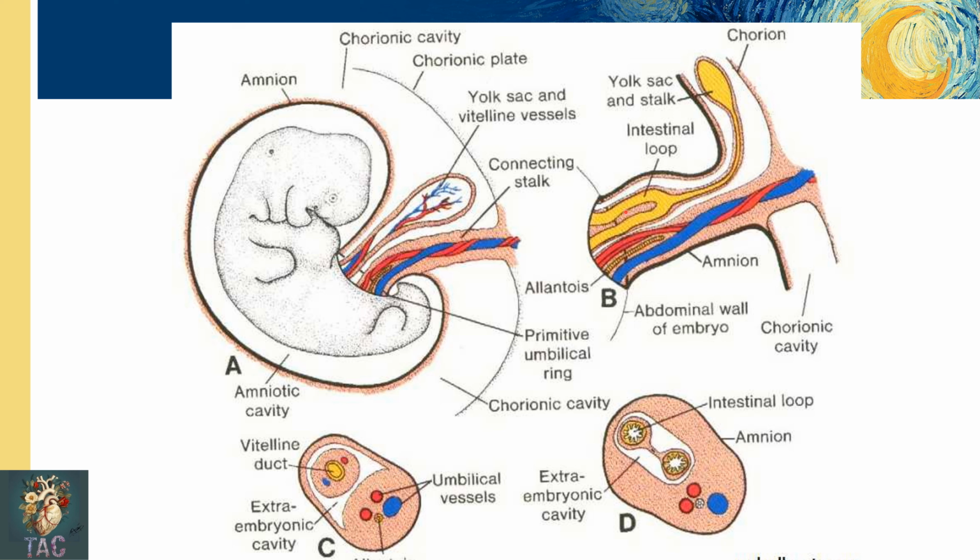cavities are connected, and there is the physiological herniation which is present. These are the intestinal loops which are herniating through the umbilical cord. Also you can see the umbilical vessels which are present along with the allantois, and this one is the section of over here. And in this diagram you can see the intestinal loop, the extraembryonic cavity, the 2 umbilical veins and umbilical artery along with the allantois.